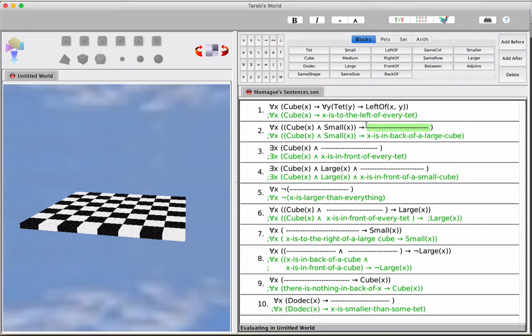So let's talk about the large cube. There is something. The thing is a large cube and all of the small cubes are in back of it. So we've got the back of relation x, y.